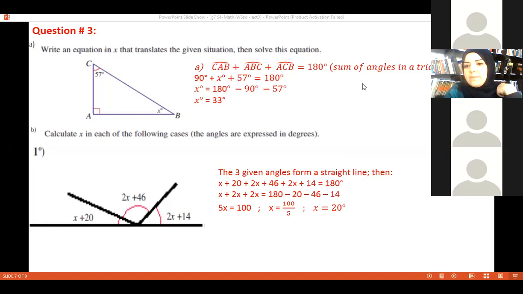The second one? The straight angle? Okay, so first of all, we have 3 angles: x plus 20, 2x plus 46, and 2x plus 14. And you know very well that the sum of these 3 angles is equal to? 180. Very good, because it's a straight angle, right? So x plus 20, 2x plus 46, 2x plus 14 equals 180. Now, what are the steps? We take the x to one side and the numbers to the other side.